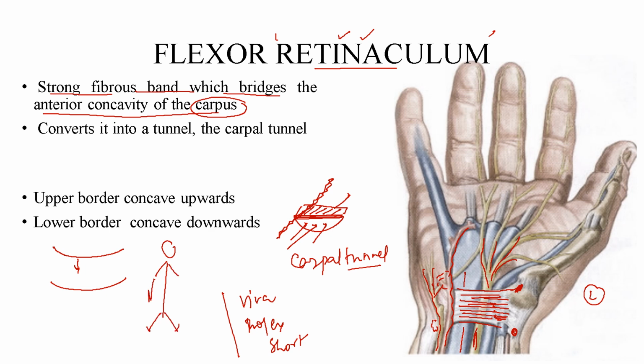So the wrist will be, the hands are lying down, basically hanging on the side of the body. You can find this distal border, which is the lower border, concave downward, while the upper border, which is the proximal border, is concave upward. This is the shape of the flexor retinaculum.